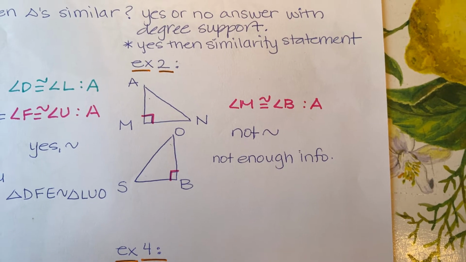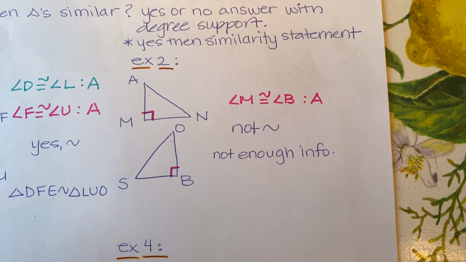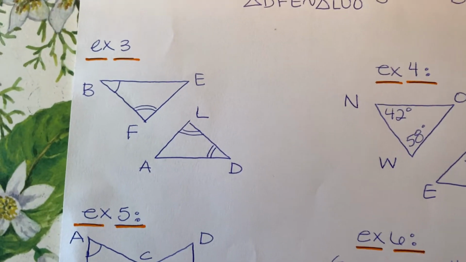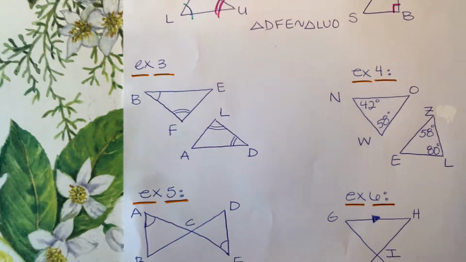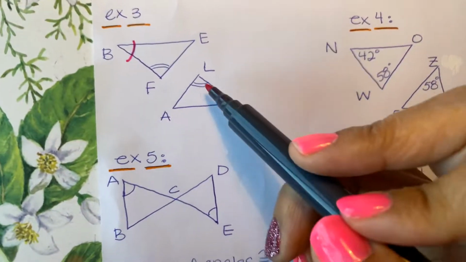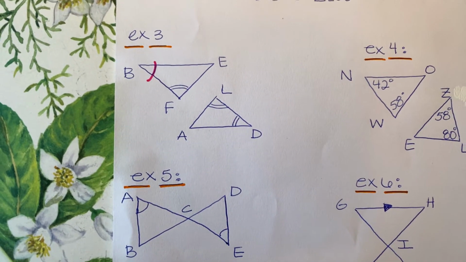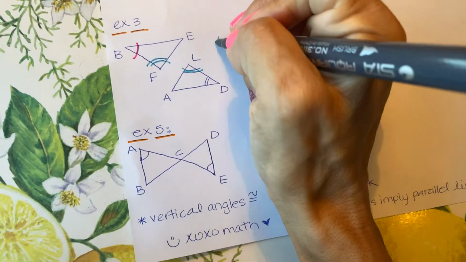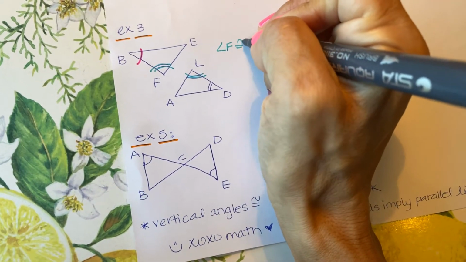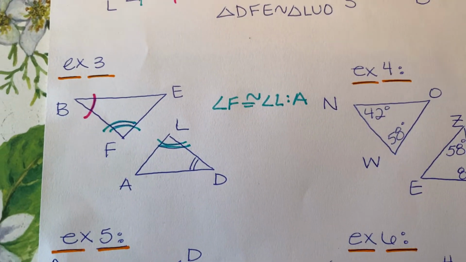You got to prove two pairs, angle, angle. All right, next, third example. Here we go. We got arcs, not degrees. I have a one arc, and I don't have another pair. Let's go to another color then. I have two arcs. There we go. So angle F is congruent to angle L. That's an A, that's a pair.